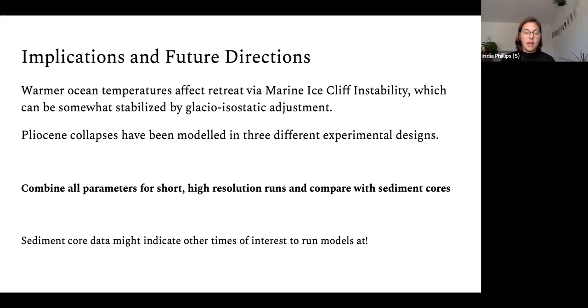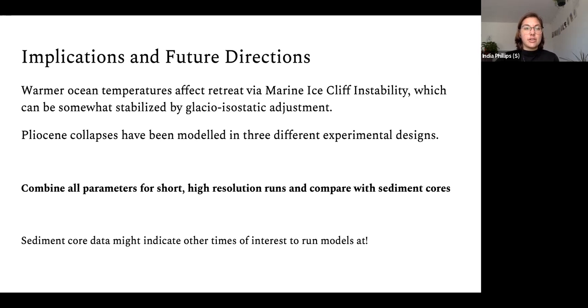And then we were also able to model Pliocene collapses in 3 of our models. So the only models that actually looked at the Pliocene showed collapses of the West Antarctic ice sheet. And we've been seeing some evidence for that as well in the cores from IODP 379, which is really cool.